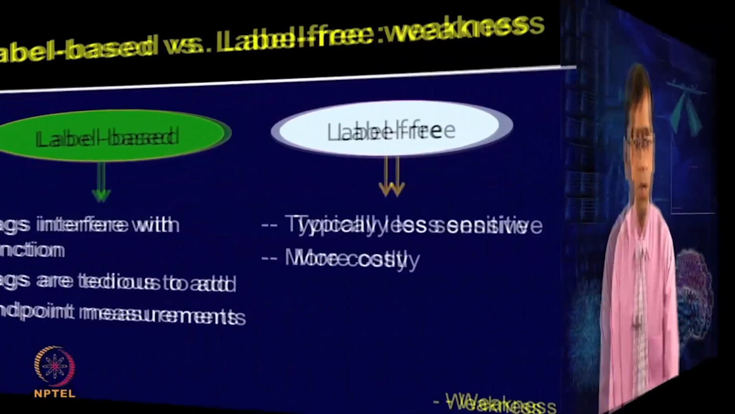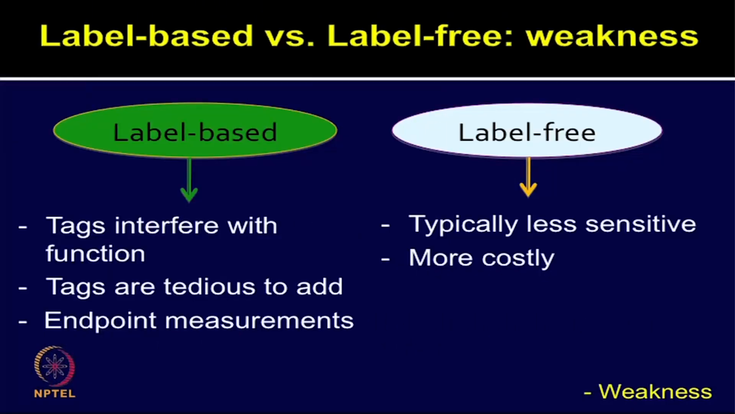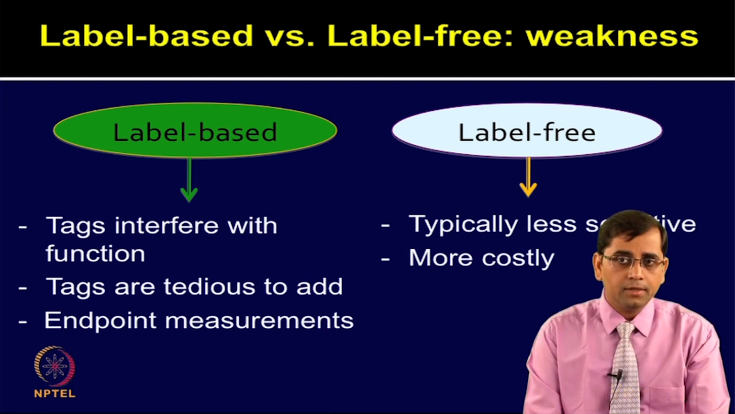Now, let us look at some of the comparative limitations of label based and label free methods. The label based methods employ some tags or labels which are chemically attached to query molecules to detect their presence or activity, which can in turn interfere or alter the intrinsic properties of the query molecule.